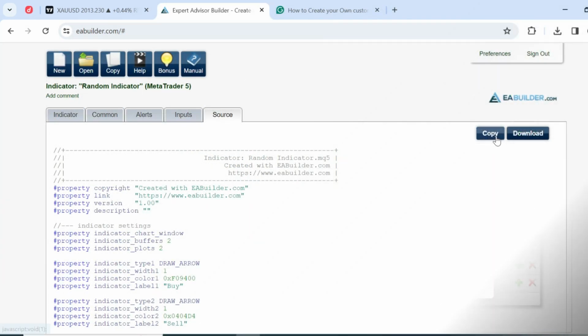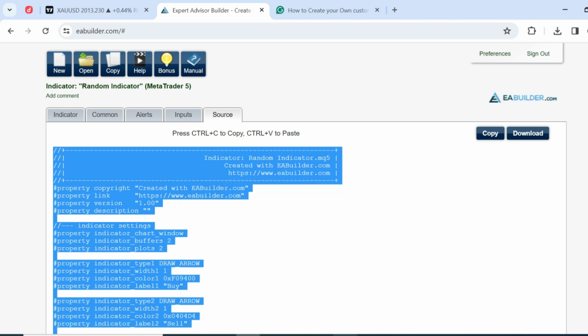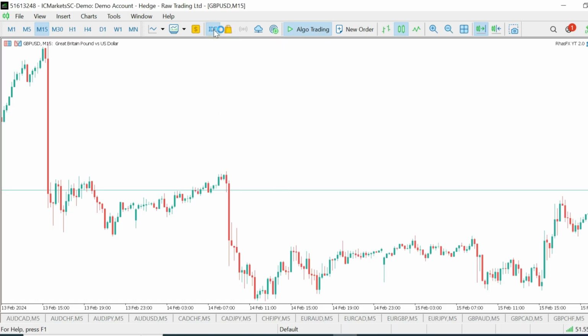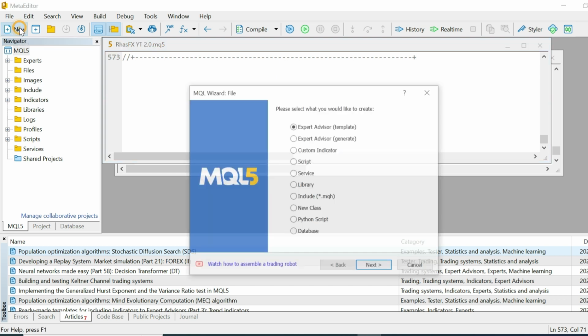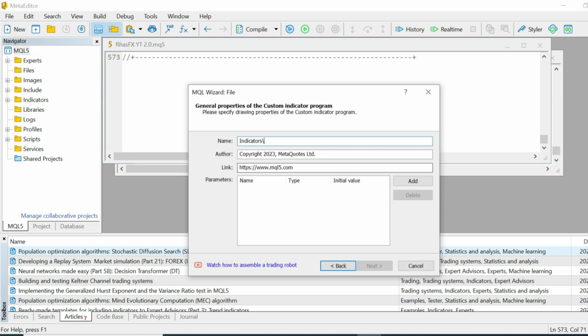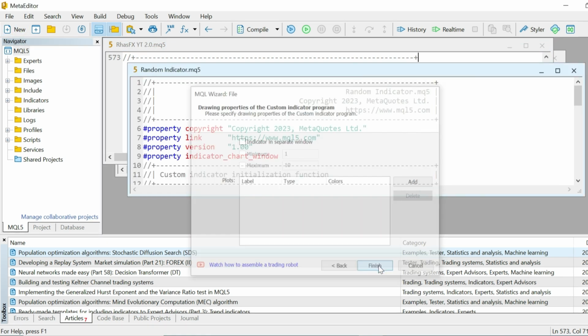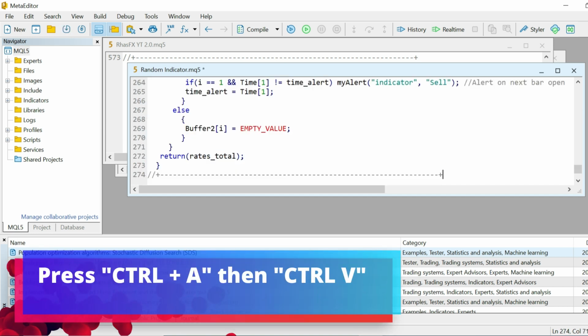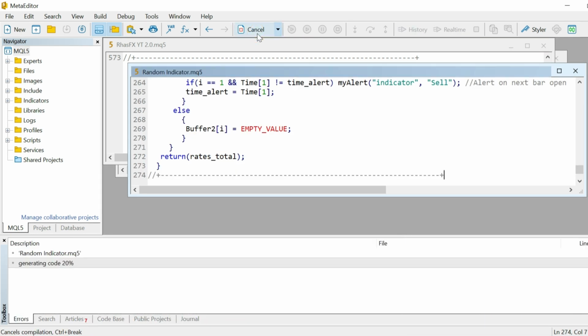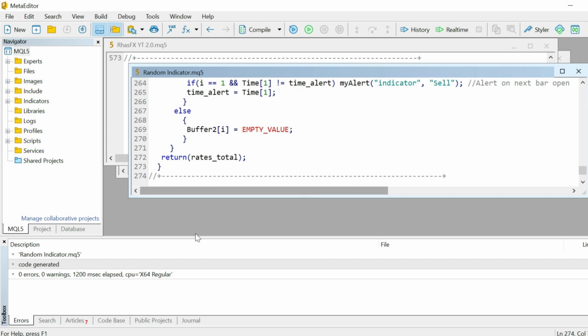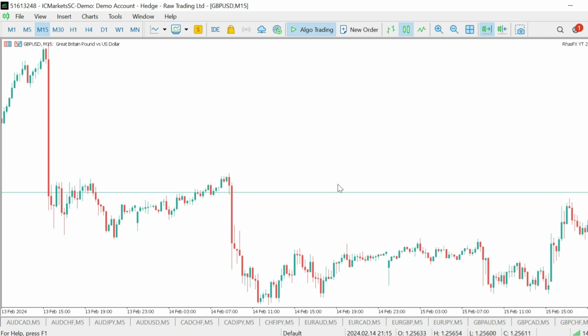Now go to Source and copy your code. Open the MetaTrader platform. Open the Meta Editor. Click New. Select Custom Indicator. Write the name of your indicator here. Now press Ctrl A to highlight all the pre-written code that you are going to replace. And then paste the code that you got from the website in this box. Then click Compile at the top.